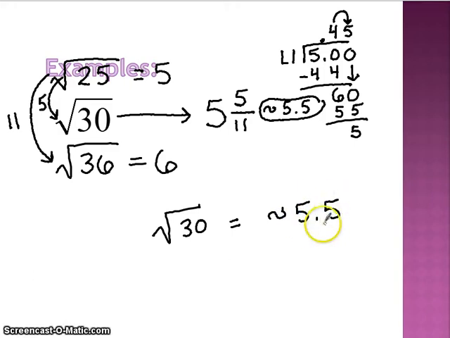Now it's not exactly 5.5 because this is an irrational square root. Its decimal never stops. So this is the estimate of what the square root of 30 would equal.